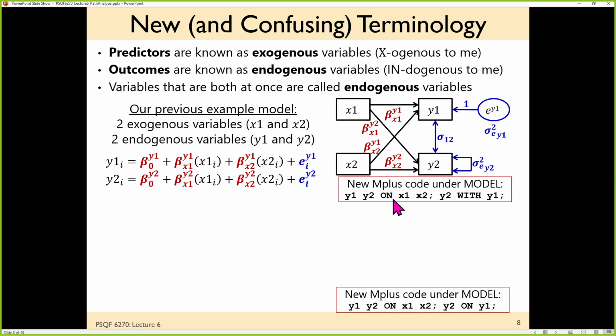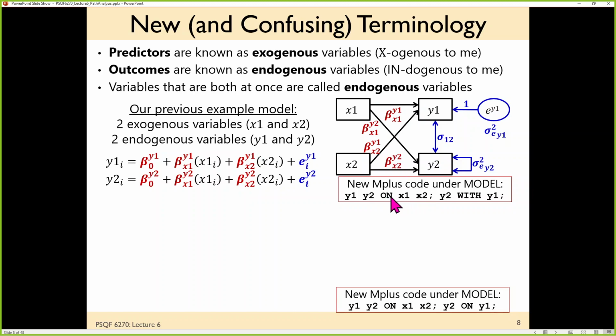M+ has 3 keywords to it. On means a directed path, with means 2-headed arrow, and by is a factor loading. That was the previous class. We don't need that one in this one. So what I would be saying in this code is I would like x1 and x2 to predict y1 and y2. So listing both outcomes on the left and both predictors on the right renders all 4 of the possible slope combinations that are in this picture.